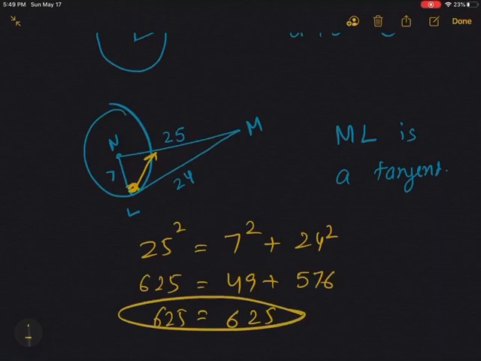If at the end both sides are not equal, it means it's not a tangent, just because it's not a right triangle. And that's pretty much all.